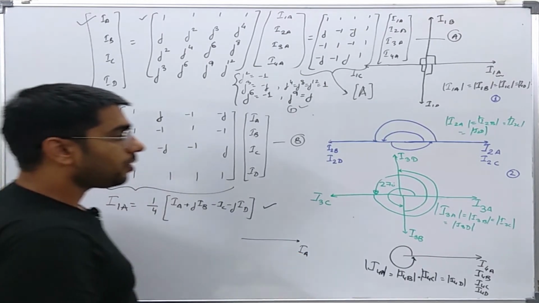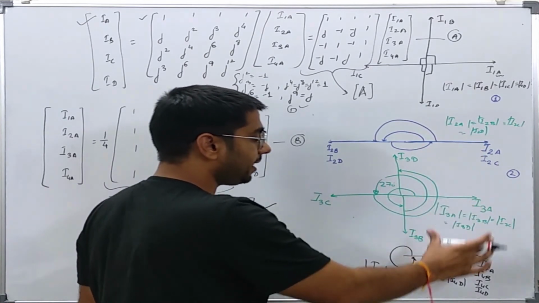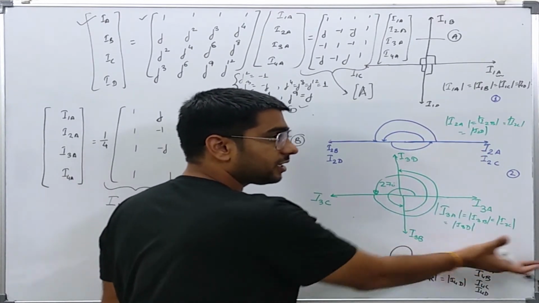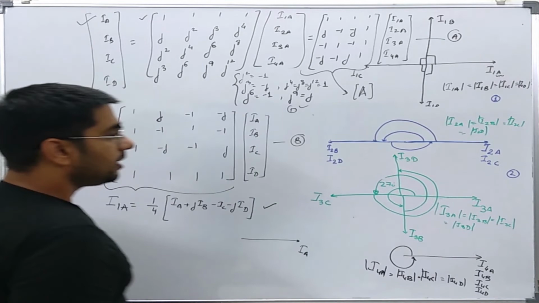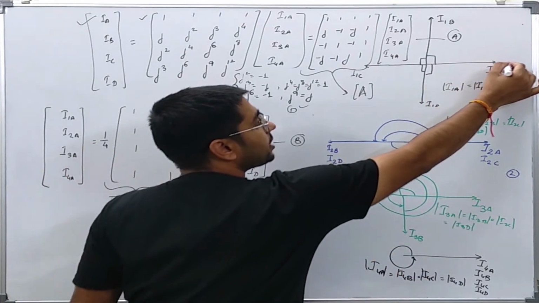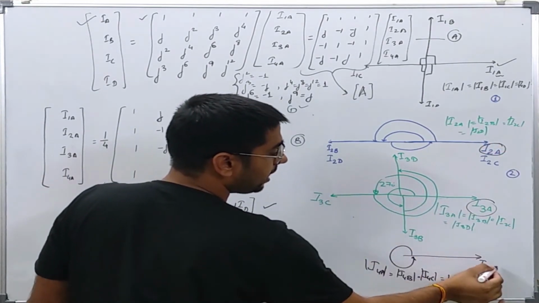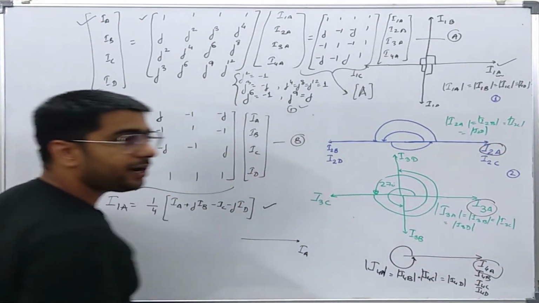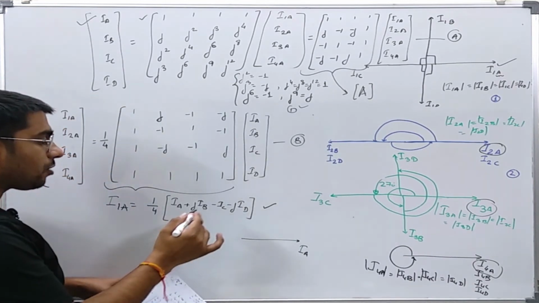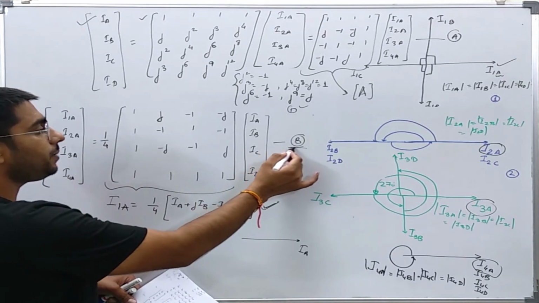Now, although I have drawn these phasors I2a, I3a and I4a in the horizontal direction, if I have taken this phasor as horizontal, the direction of these phasors I2a, I3a and I4a could have been different, which should be calculated using this kind of equation, that is equation number B.